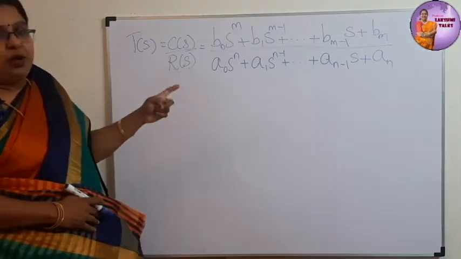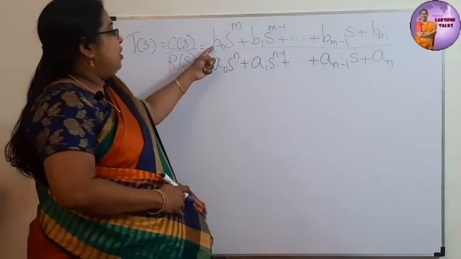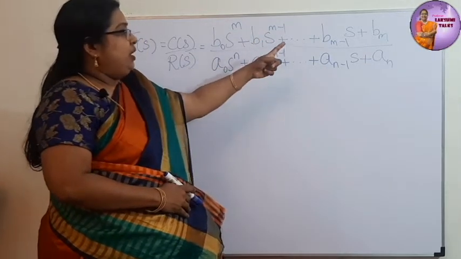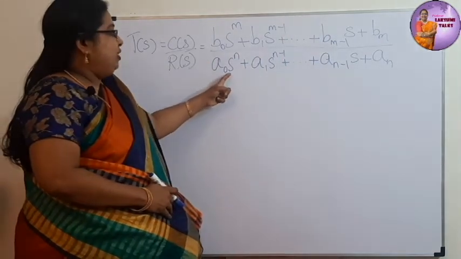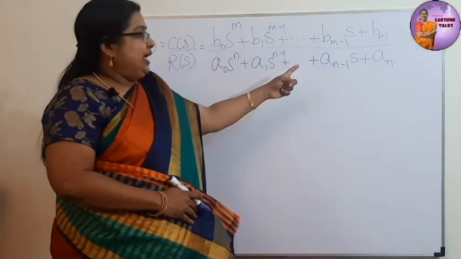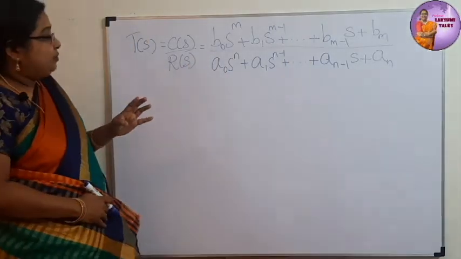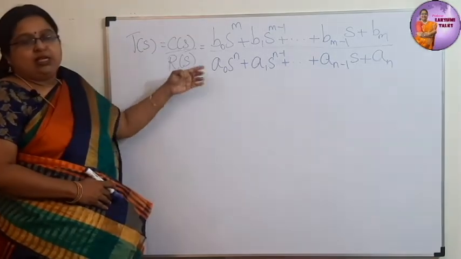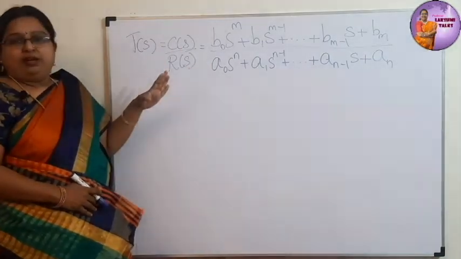So, in general, the polynomials of the numerator and denominator can be written as b naught s power m plus b1 s power m minus 1 plus and so on up to b suffix m, and the denominator polynomial is given by a naught s power n plus a1 s power n minus 1 plus and so on up to a n minus 1 s plus a n. Okay. I have told you that these two are the polynomials, numerator polynomial and denominator polynomial. This comprises our transfer function.